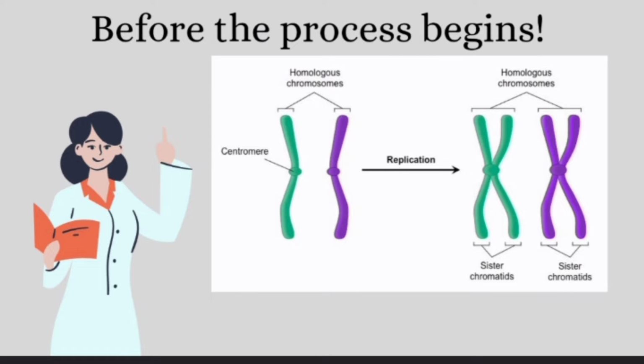First, each chromosome creates a copy of itself. These duplicated chromosomes are known as sister chromatids. They are fused together, and the point where they are joined is known as the centromere. Fused sister chromatids roughly resemble the shape of the letter X.